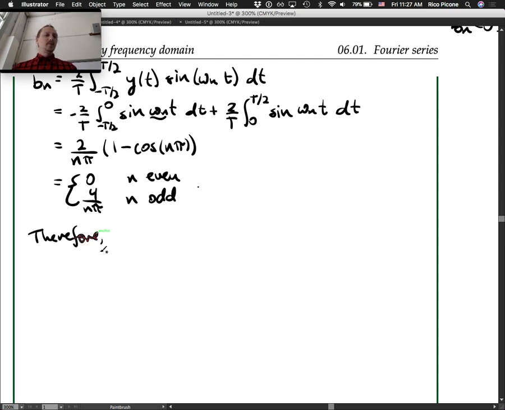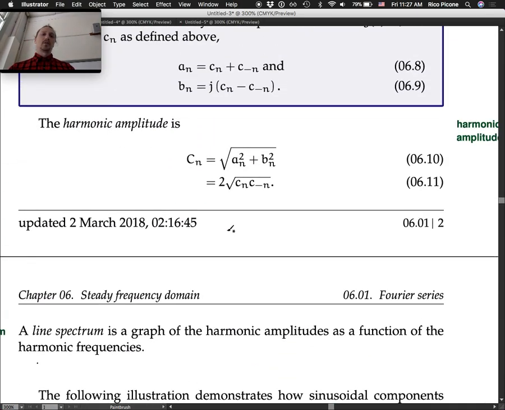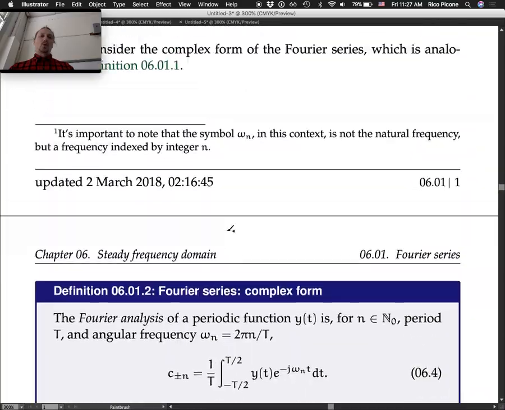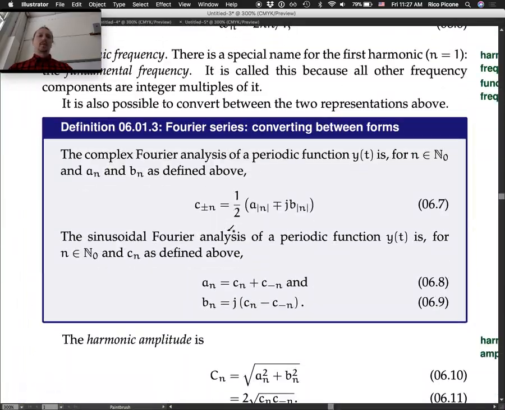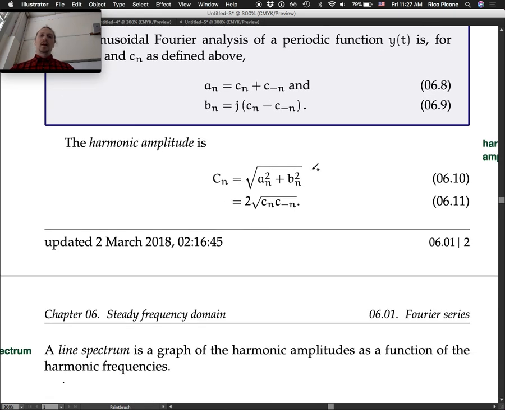therefore, we can compute, so we want to compute our harmonic amplitudes, right? So we define that up here in equation somewhere. Did I miss it? There it is. Harmonic amplitude. We're going to use 610 because we have the trig form. We did the trigonometric Fourier series analysis. So we have the ANs and the BNs.